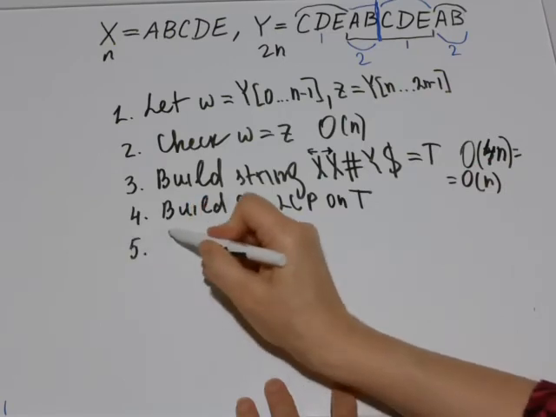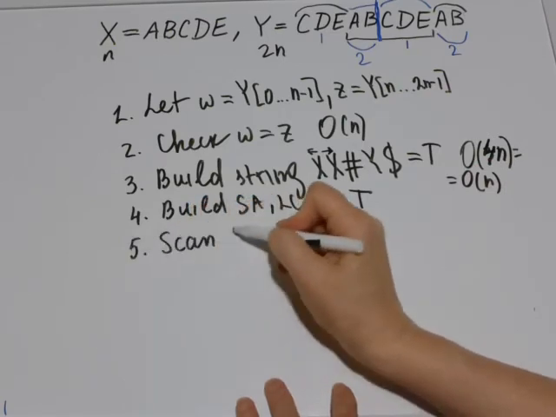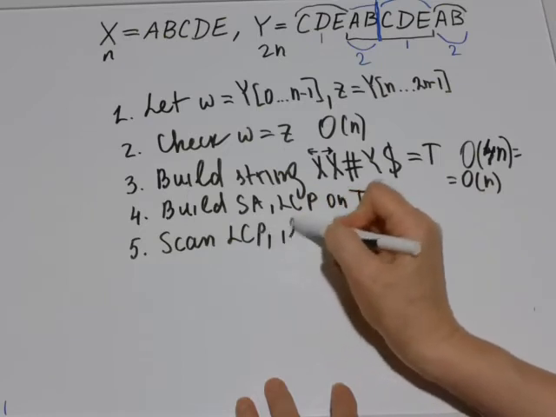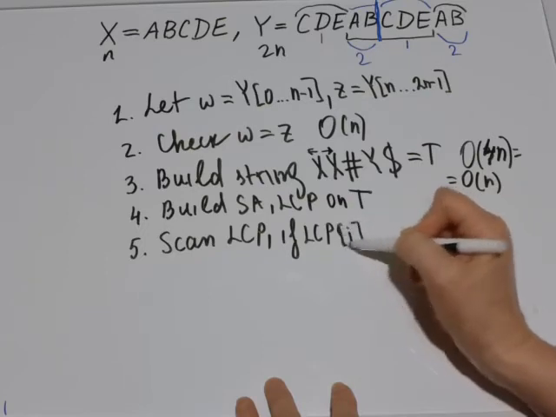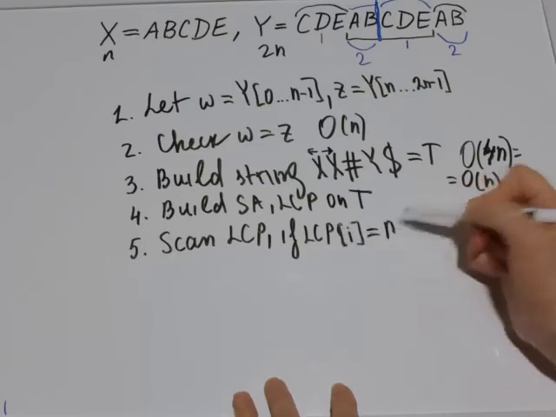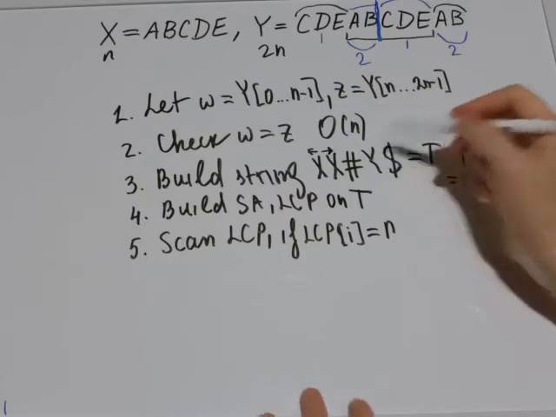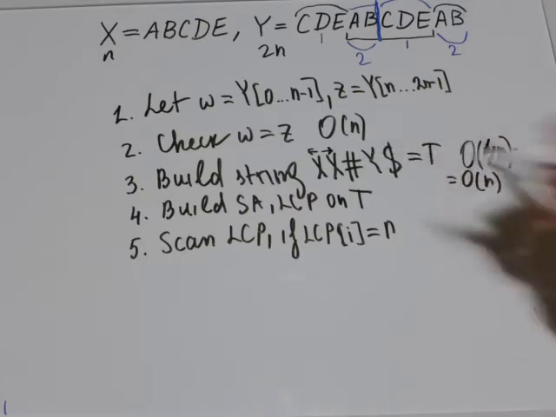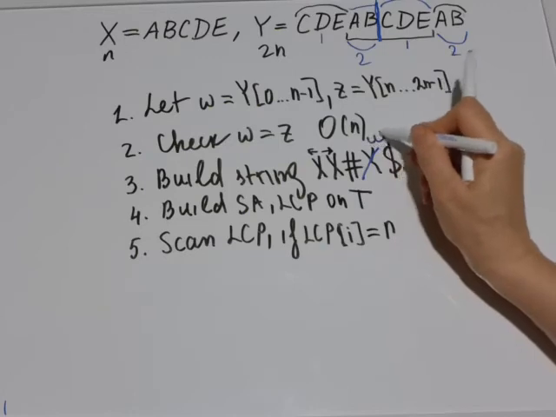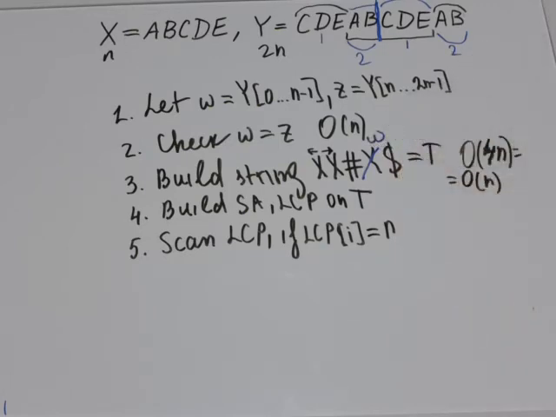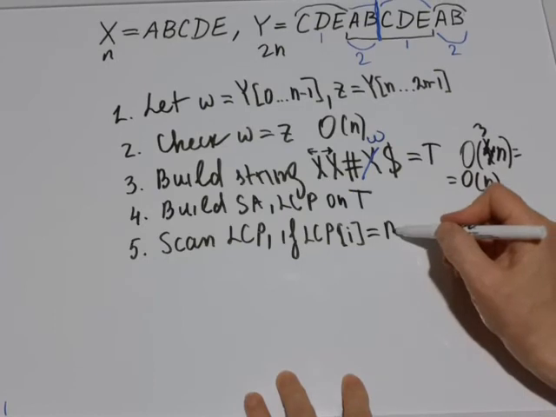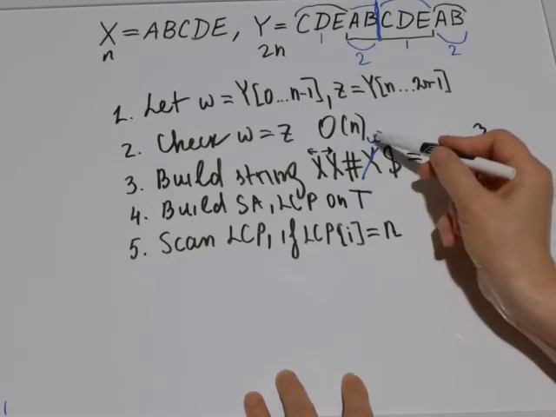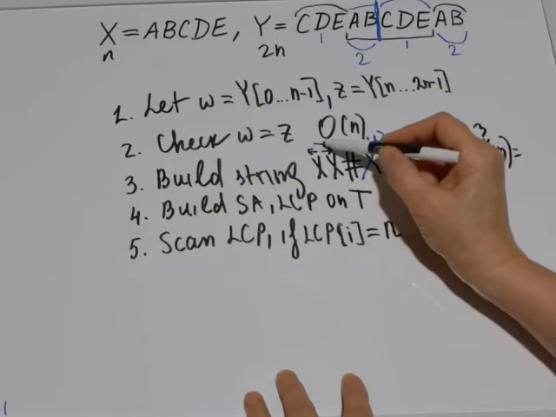And 5, scan LCP. If LCP of i is equal to n. I'm sorry, we don't build it on y, we build it on w. Let me correct it. This we will build on w, on just half of y. So this would be not 4n but 3n. So scan LCP, if LCP of i is equal to n, that means w matched some middle of this string.